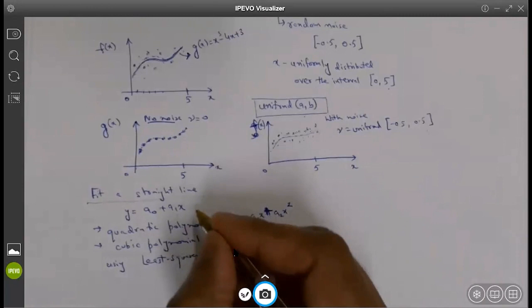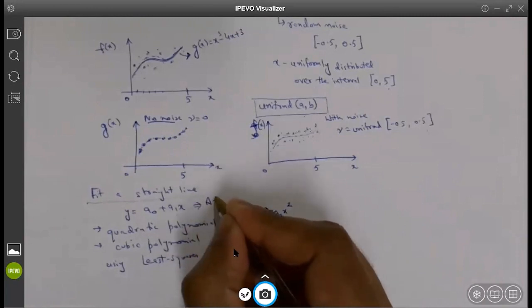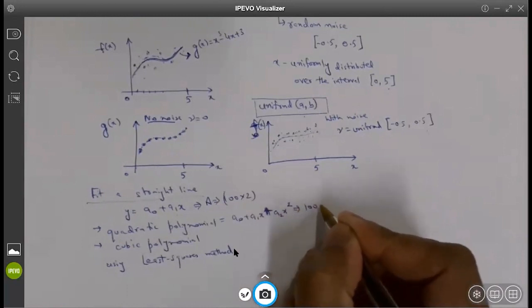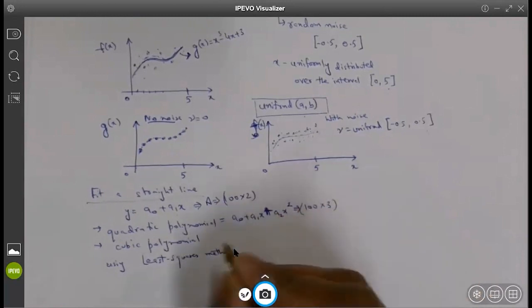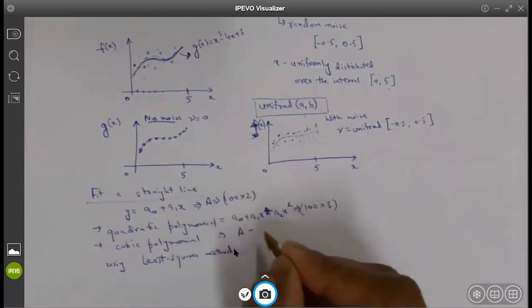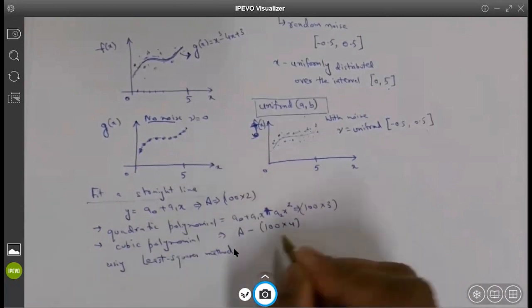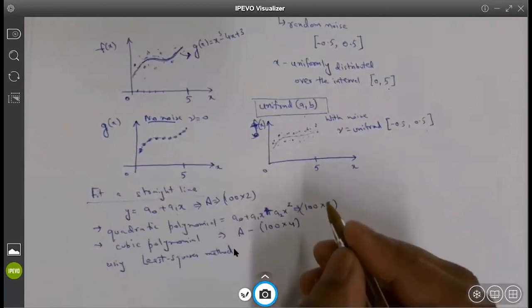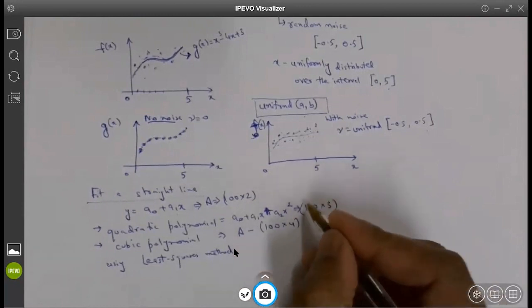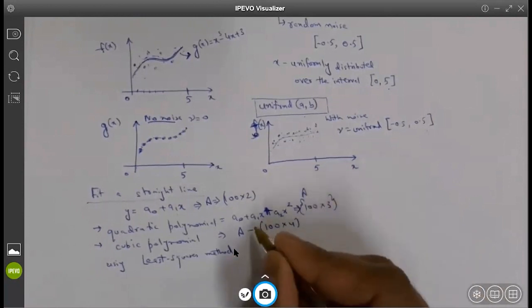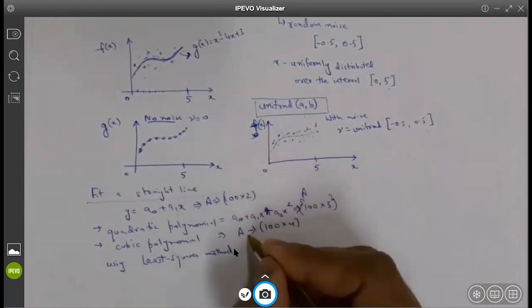So for this, the A matrix would be 100 by 2. For this, the A matrix would be 100 by 3 because you have 3 unknowns. For this, the A matrix would be 100 by 4, depending on the number of unknowns. So that's how your A matrix will be constructed. Size of A matrix, size of A matrix. Okay.